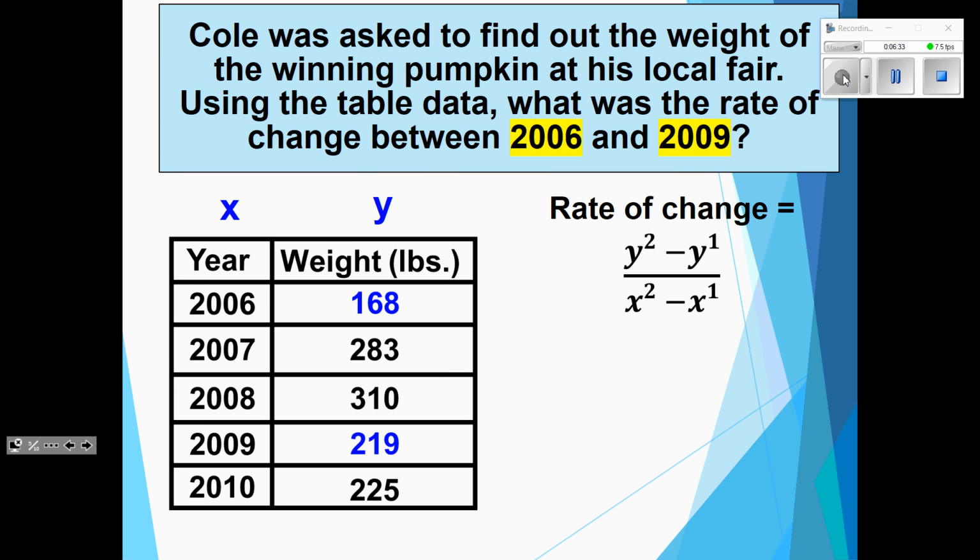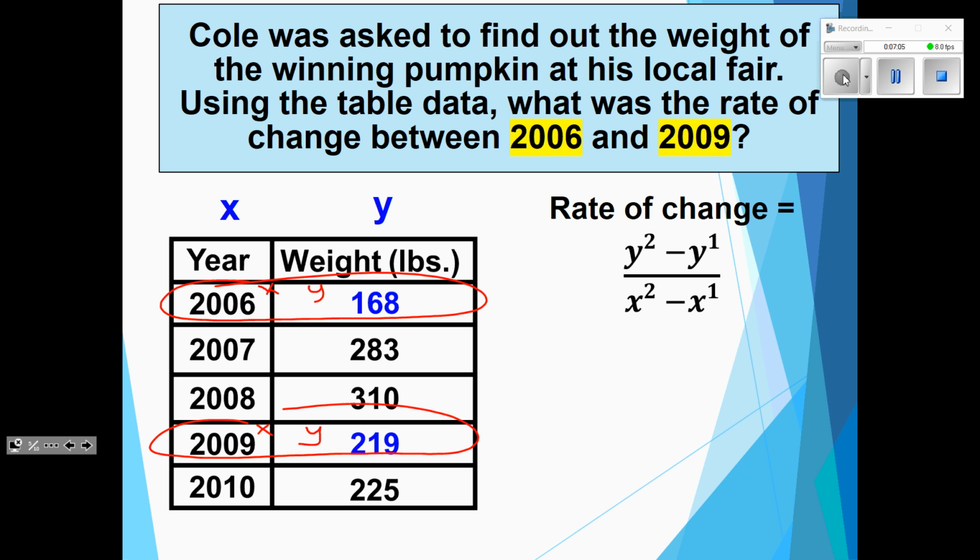Cole was asked to find out what the weight of the winning pumpkin was at his local fair. Using the table of data, what was the rate of change between 2006 and 2009? Again, we have 1, 2, 3, 4, 5 ordered pairs, but it specifically tells you which two to look at, and we only need two. It tells you 2006 and 2009. So these are the ordered pairs that we're going to use. There's the x, the y, here's the x and the y.